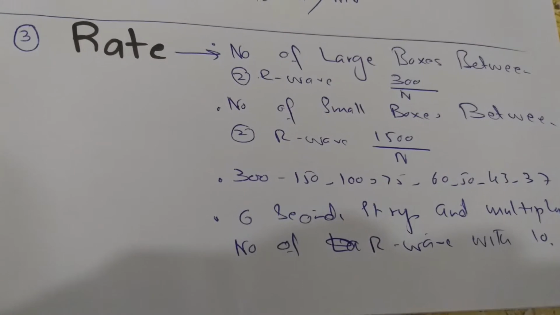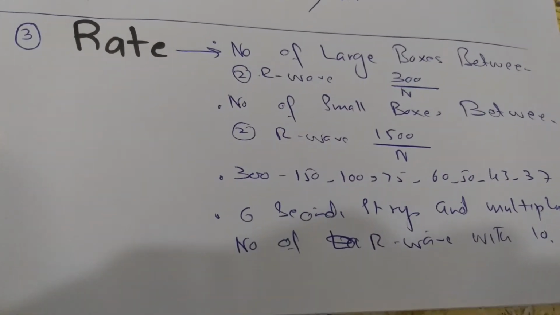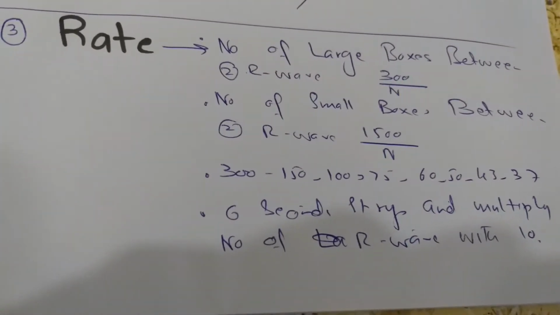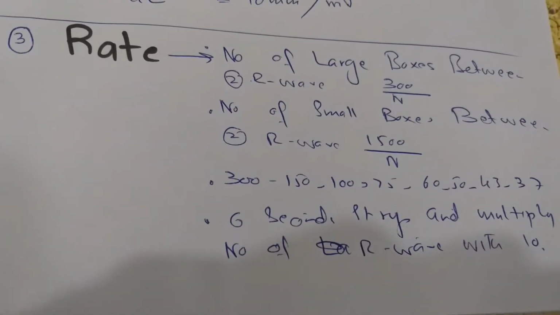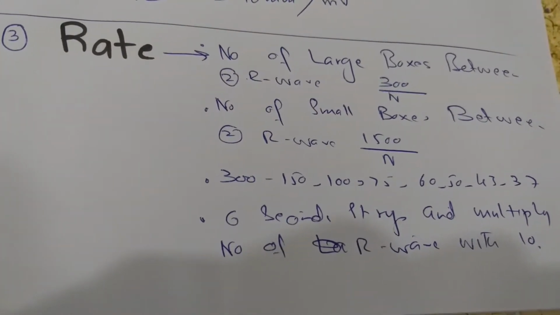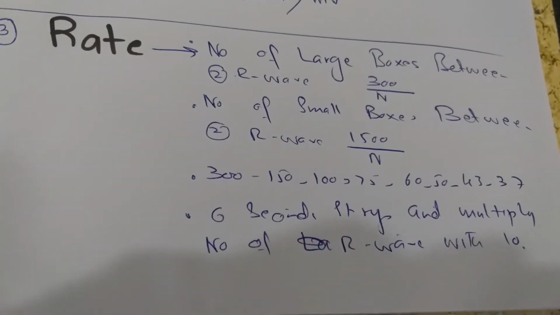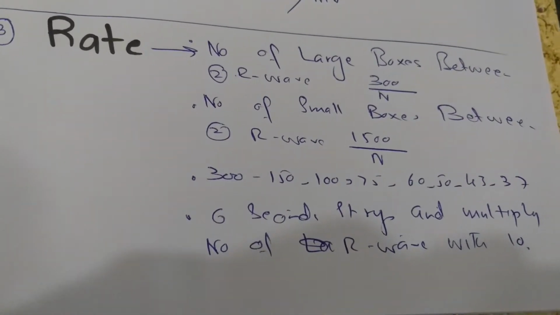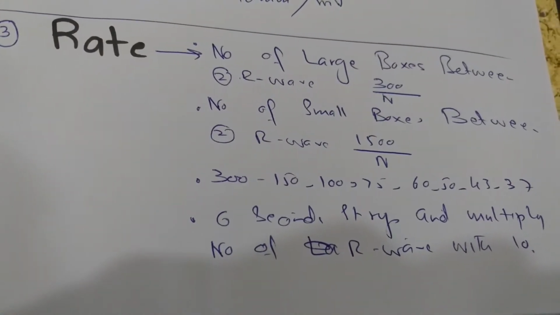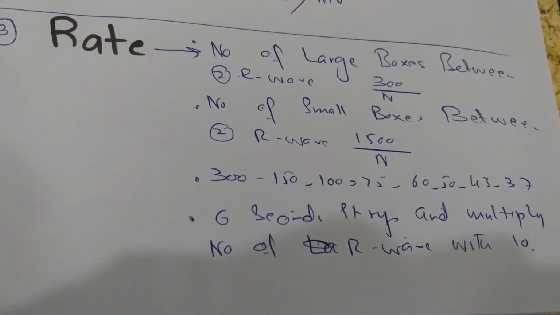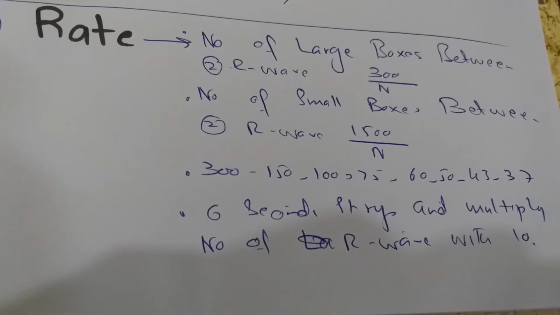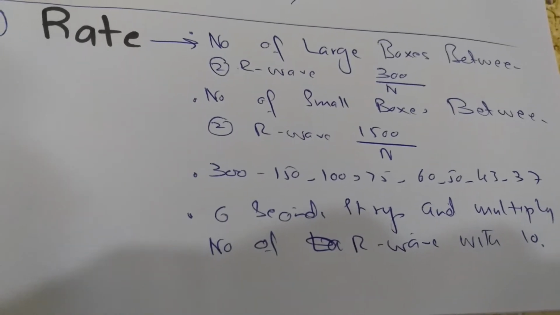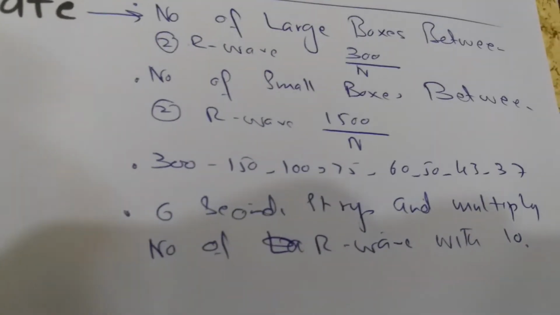to do on the ECG paper is to calculate the heart rate. I have already mentioned in a separate video in detail how to calculate the heart rate, but just as a rundown, there are four ways. You can count the number of large boxes between two R waves and divide 300 by that number. Another method is counting the number of small boxes between two R waves, and then 1500 is divided by that number.